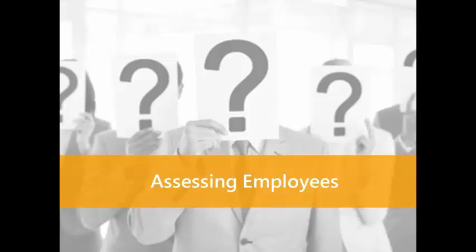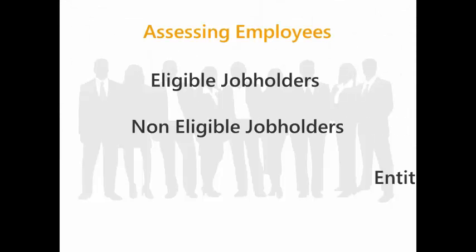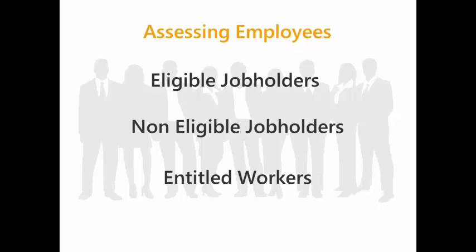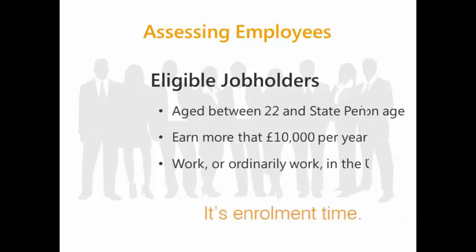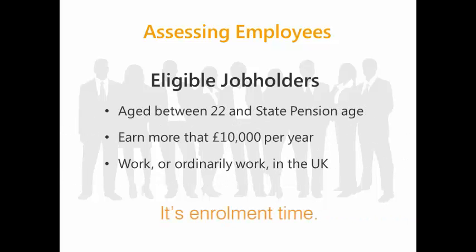Once you reach your staging date, you must assess each of your employees and determine whether they are eligible job holders, non-eligible job holders, or entitled workers. So eligible job holders are those who are aged between 22 and state pension age. They earn above the earnings threshold, which is currently 10,000, and work in the UK.